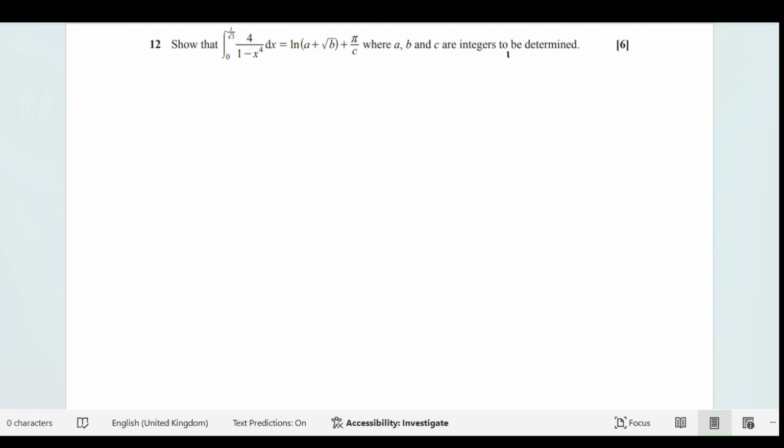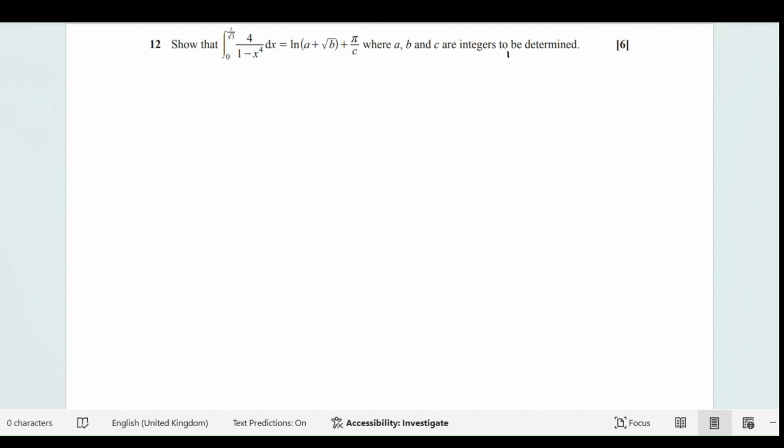Show that this integral given is equal to ln a plus root b plus pi over c, where a, b, c are integers to be determined. So the first thing to think about is that we've been given the exact form that they need, so we need to give an exact answer.